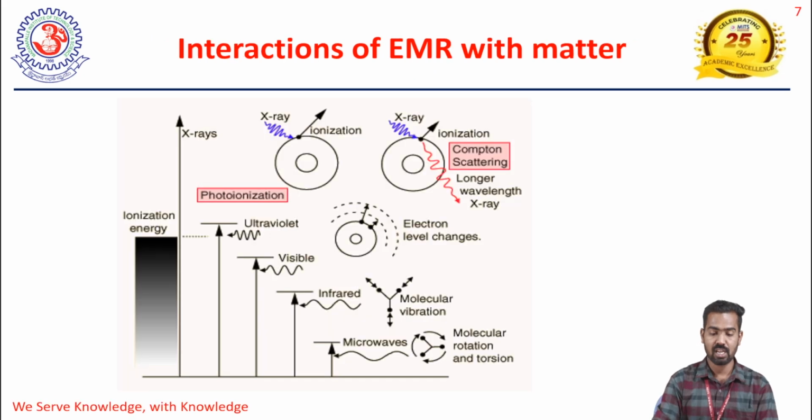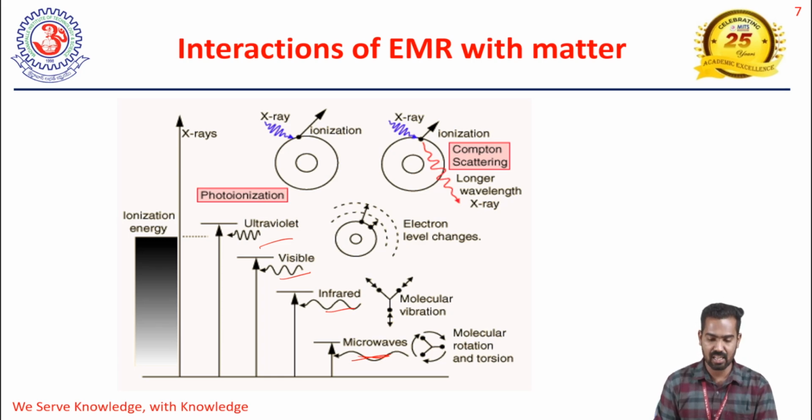Coming to the next slide, you can see what type of interaction occurs in the case of a molecule. I already mentioned there are different EMR waves: microwaves, infrared, visible, ultraviolet, and also X-ray. Suppose I consider microwaves. As you already know, in the electromagnetic series, microwave radiation has very little energy. So what about the frequency and wavelength? It has very low frequency and higher wavelength.